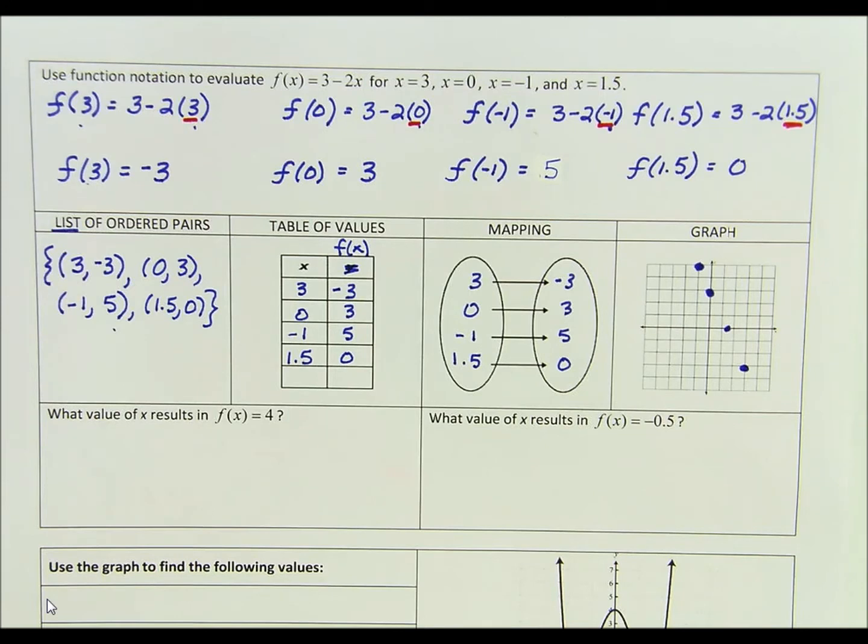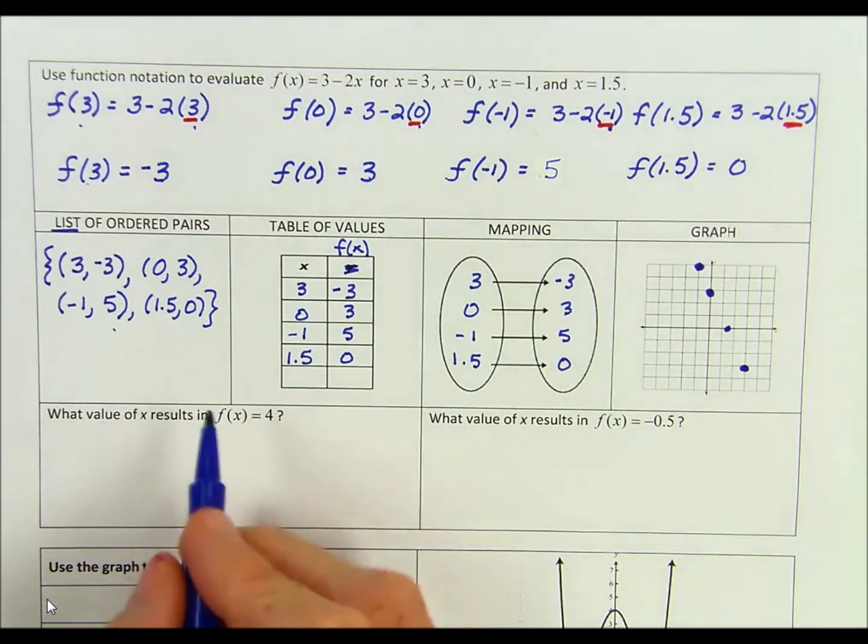Now, we need to think backwards at this point. It says, what value of x results in f of x equals 4? Now, I need you to understand what I said at the beginning of the video.